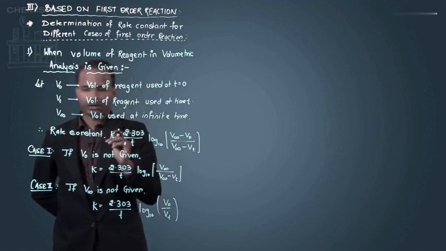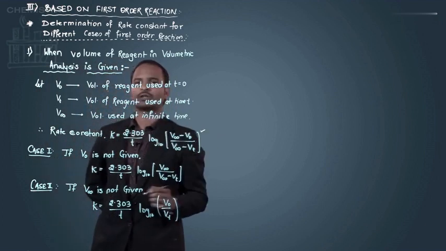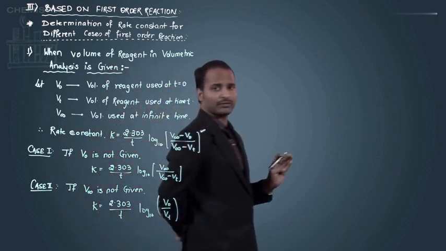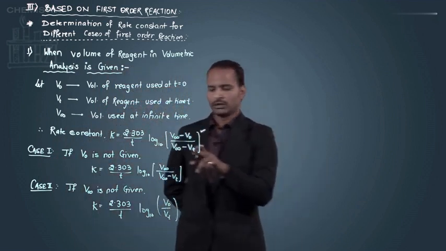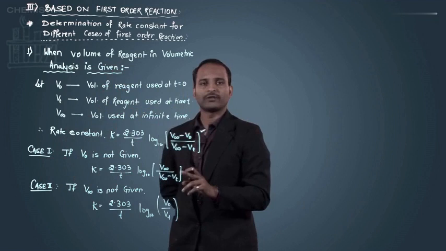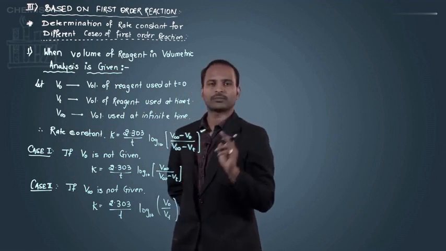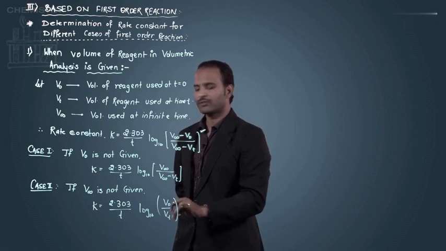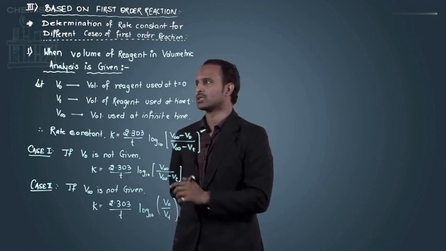So we have three formulas. If all three quantities are given, that is the volume at infinite time, the volume at 0 time, and the volume at time t in between, we will use this formula. If V0 is not given, that is the volume at time t equal to 0, then the formula is going to be this. And if V infinity is not given, then we will use this formula.